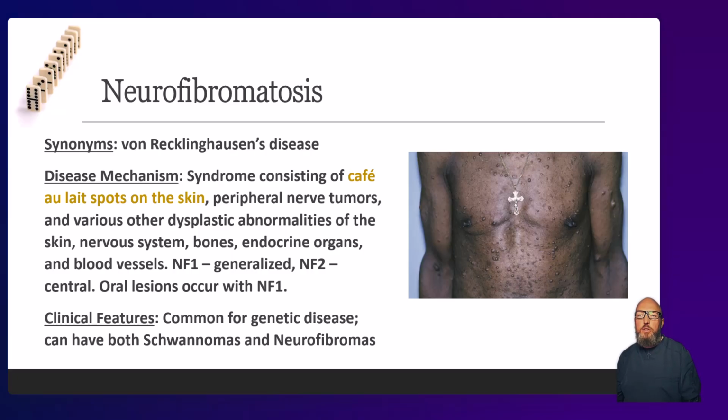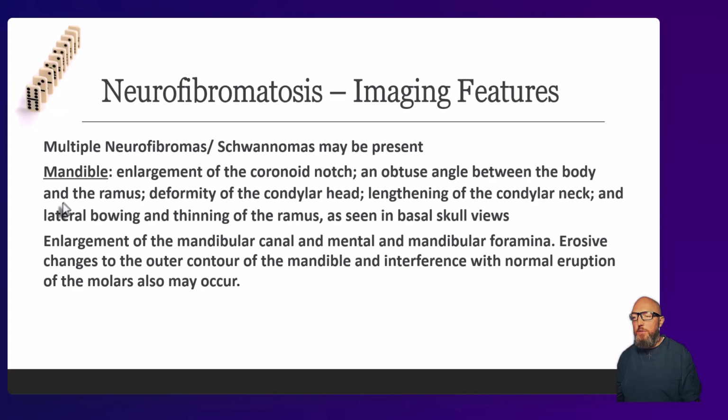Neurofibromatosis 2 is central, and you're not going to see those oral lesions that we're going to talk about now. And so with NF1, neurofibromatosis 1, they can have multiple either neurofibromas, which is where it gets its name, or schwannomas could be present as well. Typically how this presents is expanding from the nerve canal as you would expect from a benign nerve tumor. But other findings that you're going to see in the mandible specifically is an enlarged coronoid notch, obtuse angle between the body and the ramus, a deformed condylar head, lengthened condylar neck, and lateral bowing and thinning of the ramus.